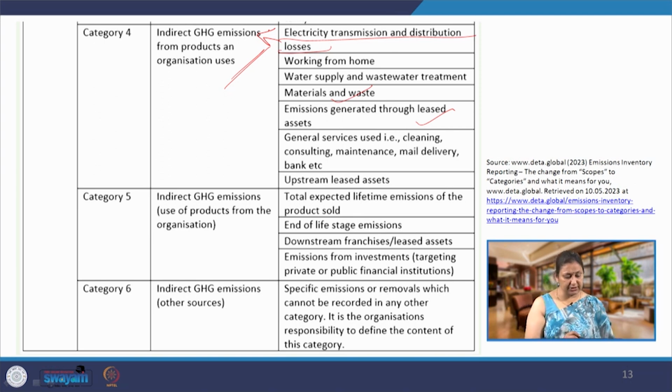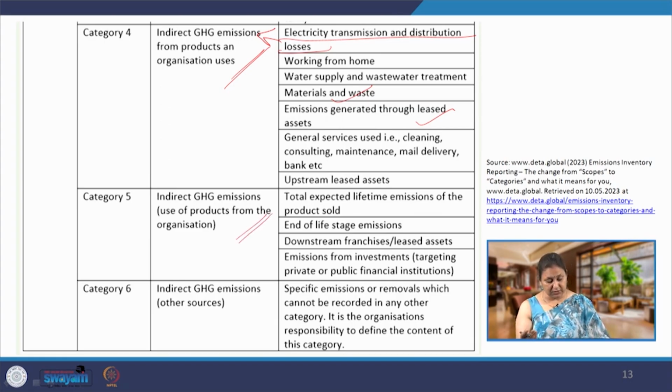Then we have category 5, where we are looking at indirect GHG emissions from the use of products from the organization. For example, end of life stage emissions. So, what happens after the product has completed its life and it has to be decomposed or recycled. So, end of life stage emissions, downstream franchisees, the leased assets, they are going to come to category 5.